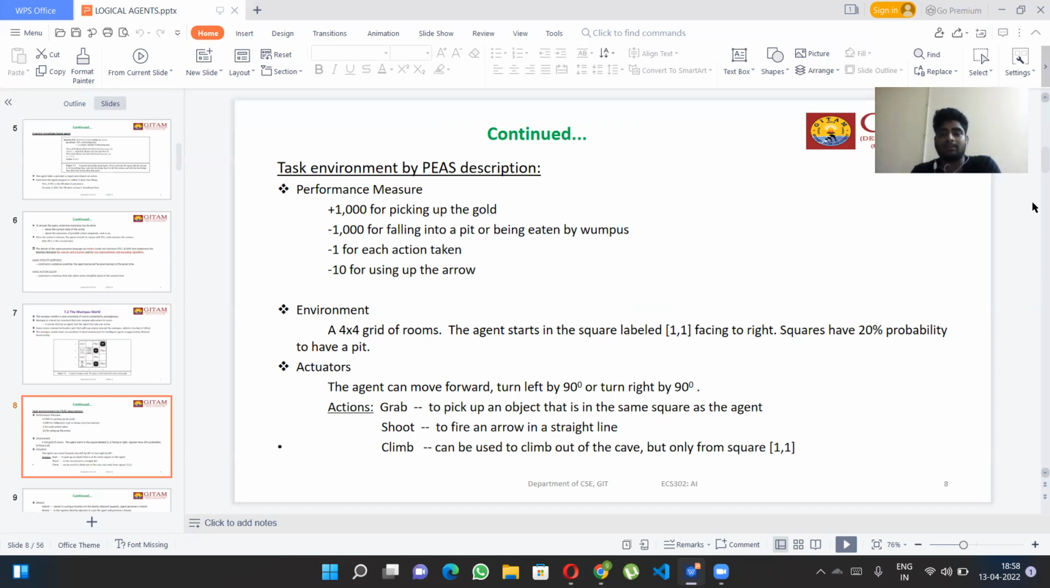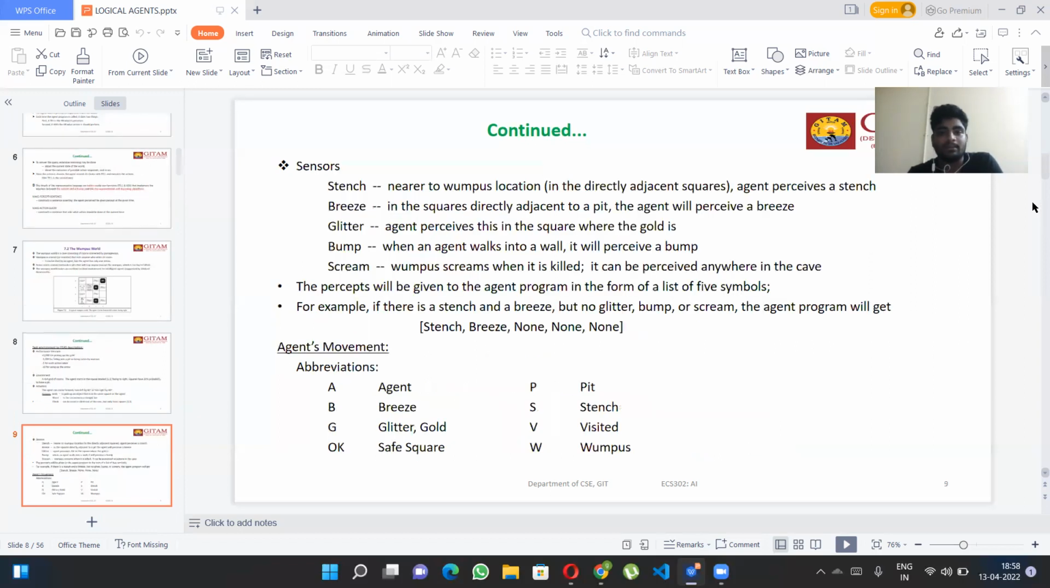The next one is climb. Climbing means we are climbing trees, or climbing out of the cave. Next I am sharing another slide.